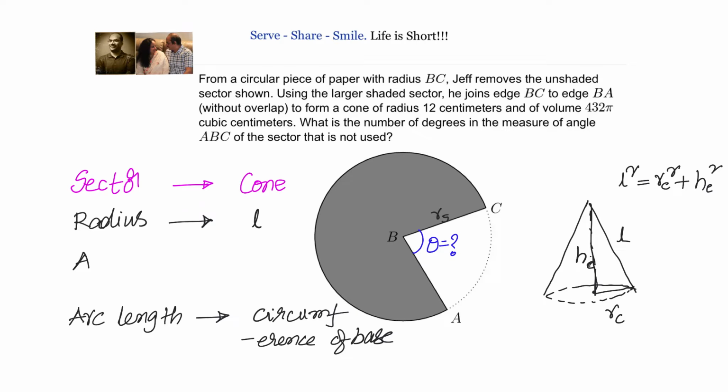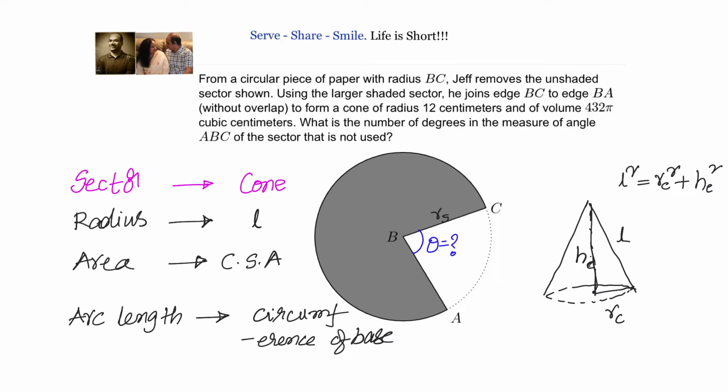Also, the area of the sector will become the curved surface area of the cone. This is the area we are talking about. This area will become the curved surface area of the cone. Now these are the relationships. Combining them, we can easily find the number of degrees in the measure of angle ABC that is not used. So let us leverage this and try to find the value of theta.